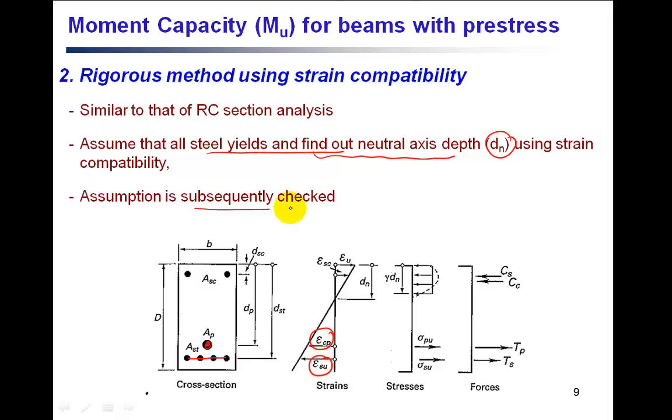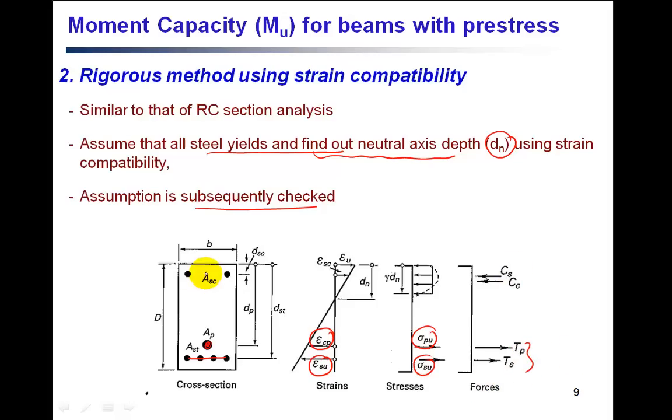So the assumption is subsequently checked, and once it is checked, you can find out the stresses in the beam. You calculate the actual stresses in the beam, and then calculate the actual forces, and then calculate the total moment capacity.